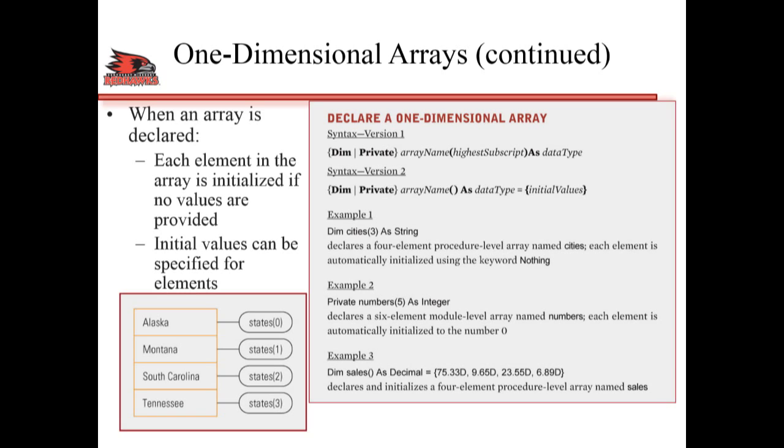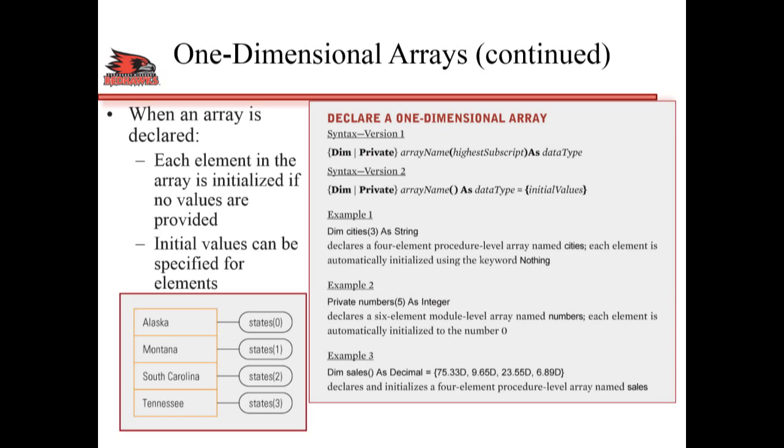Now, another way of defining arrays is that you don't put any highest subscript within the parentheses. After the array name, you just put the two parentheses, and then after defining the data type, you populate the array, meaning that you size the array by giving initial values in the array. So you're defining what the initial values of each element in the array will be.